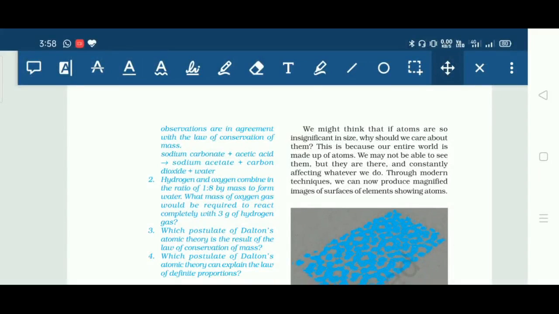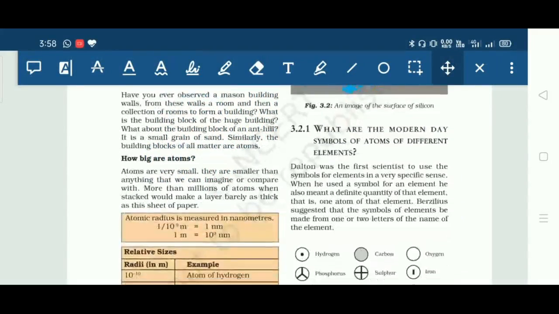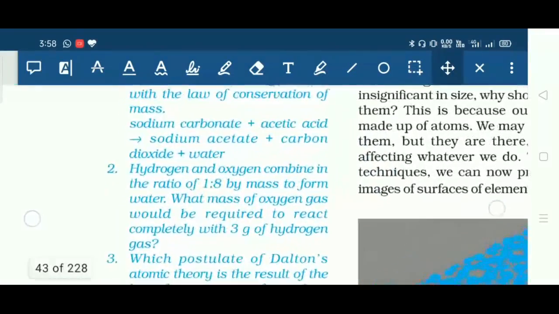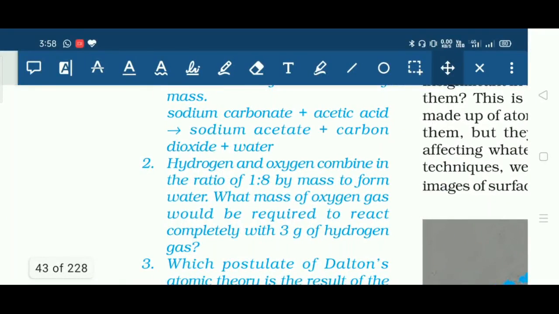Now let's understand question number 2 on page number 33 of your textbook. The question is: hydrogen and oxygen combine in the ratio 1:8 by mass to form water. What mass of oxygen gas would be required to react completely with 3 grams of hydrogen gas?